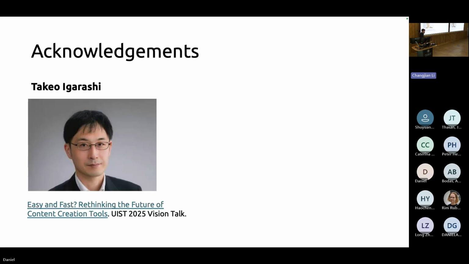So to wrap up, I just want to give some acknowledgements about what helped me formulate my thinking in this area. The first person I'll thank is Takeo Igarashi, who hopefully most people know of as a pioneer of sketch-based modeling. He gave a talk recently at the WISS 2025 conference called Easy and Fast, Rethinking the Future of Content Creation Tools. The slides for this are online. I had a conversation with him at SIGGRAPH when he was figuring out this talk, and that was really formative to some of the ideas that I talked about today.